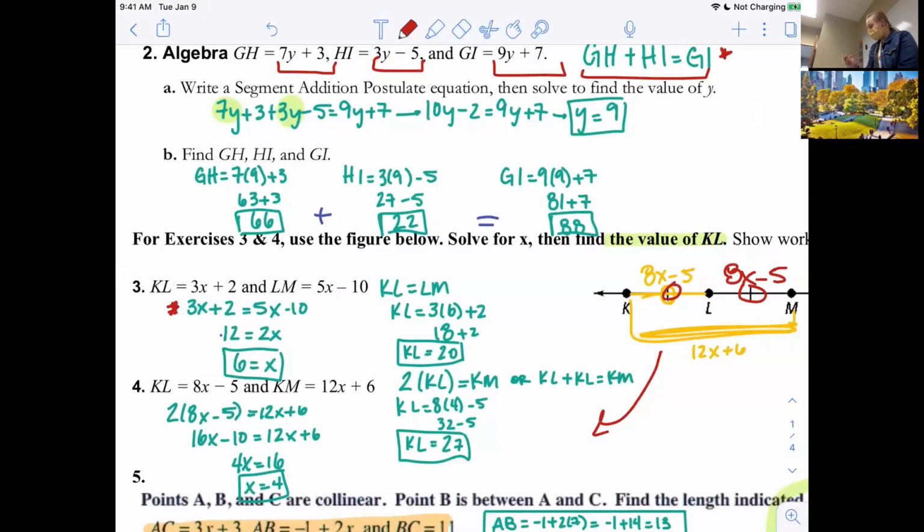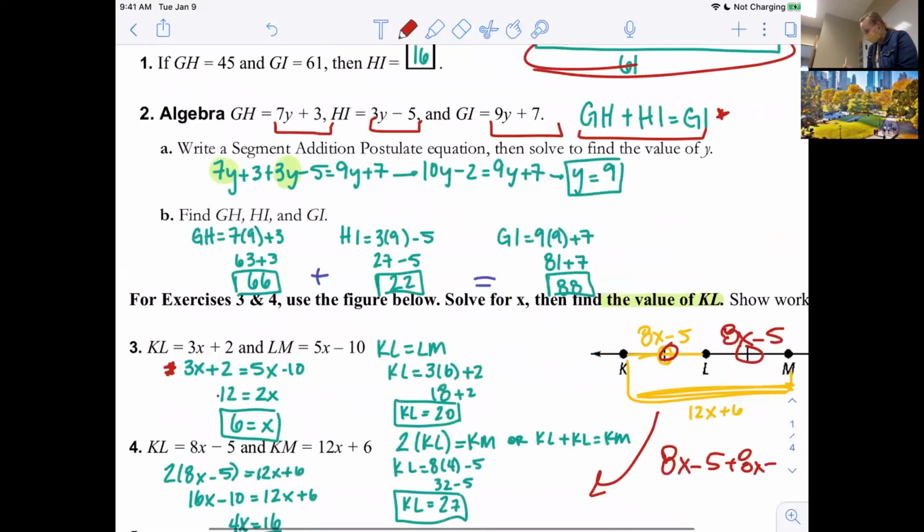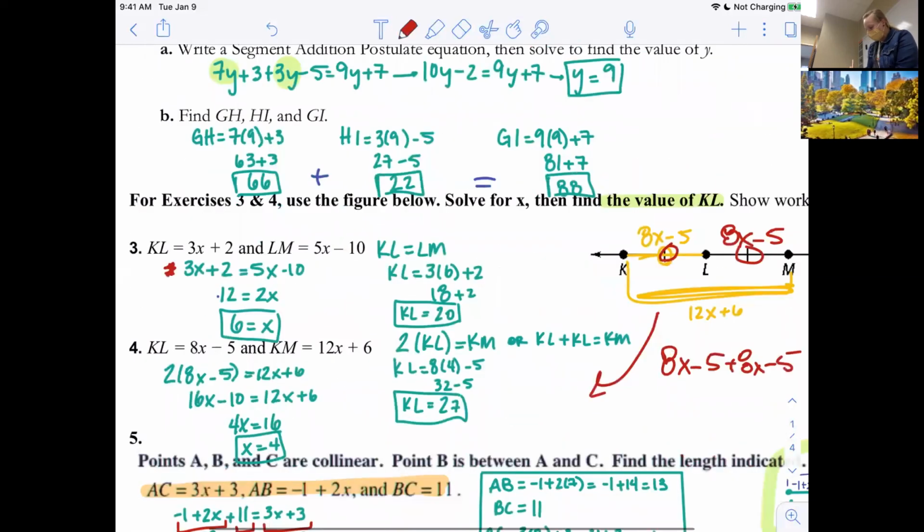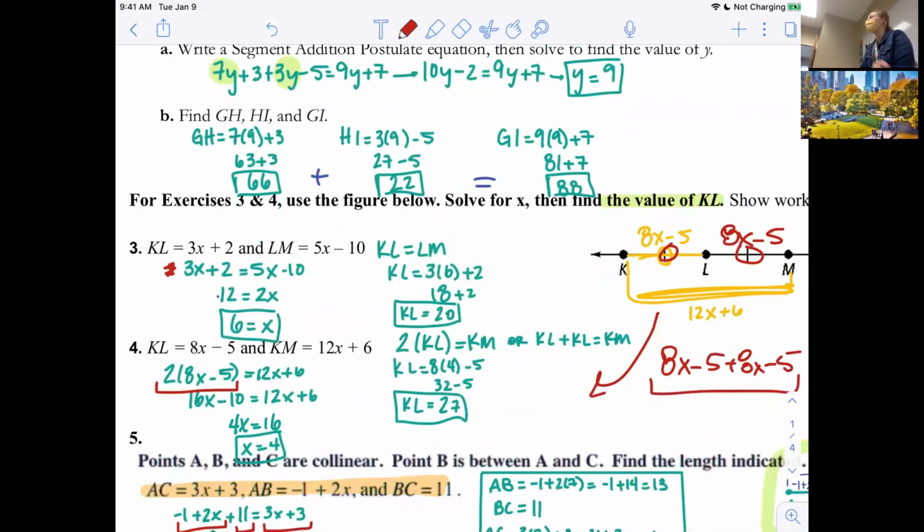You can write either 8x minus 5 plus 8x minus 5 on the left side of your equation, or you can write what I did. I did 2 times 8x minus 5 because there's 2 8x minus 5s. Was that your question? Great, great. So you can do either. It will simplify to be the same thing. I don't know if I just didn't want to write a lot, so I was like, oh, I'll just do 2 times, and then it's the same. But you could have also written this instead of 2 times 8x minus 5.